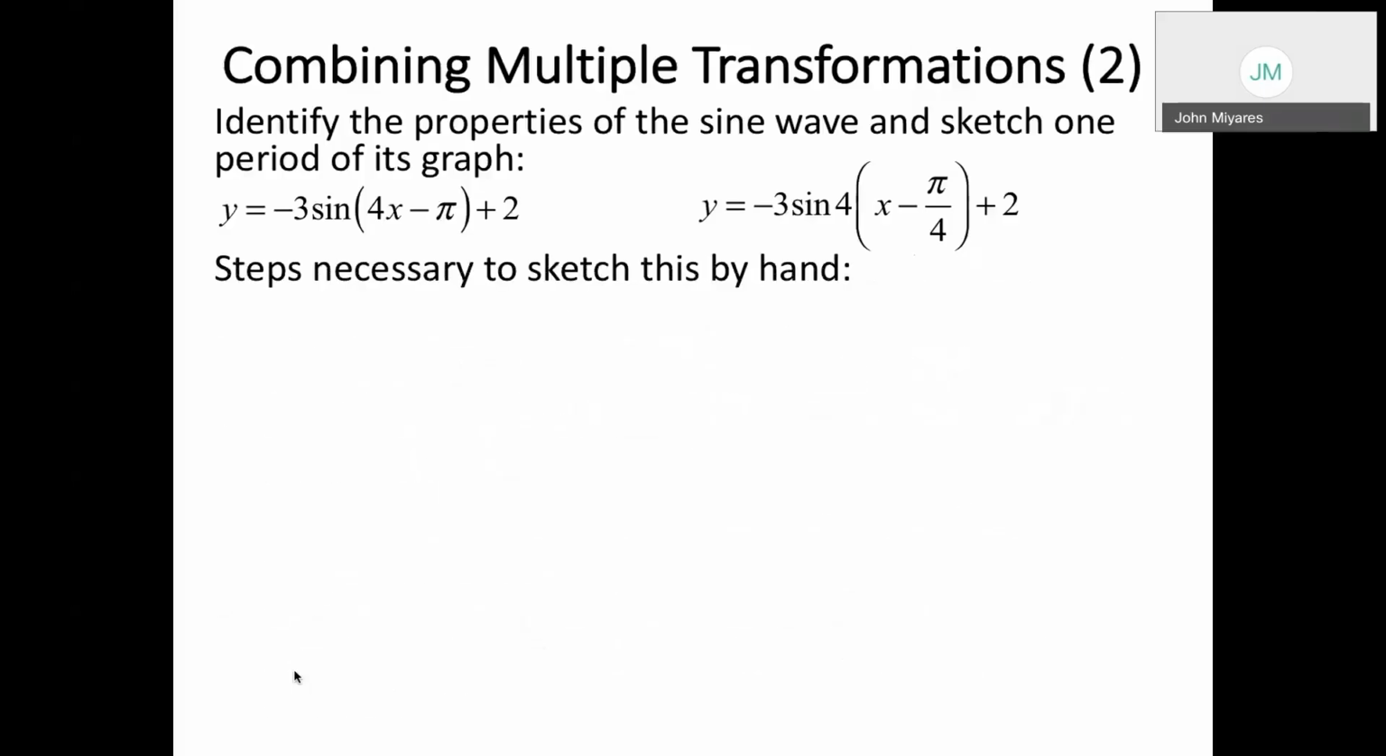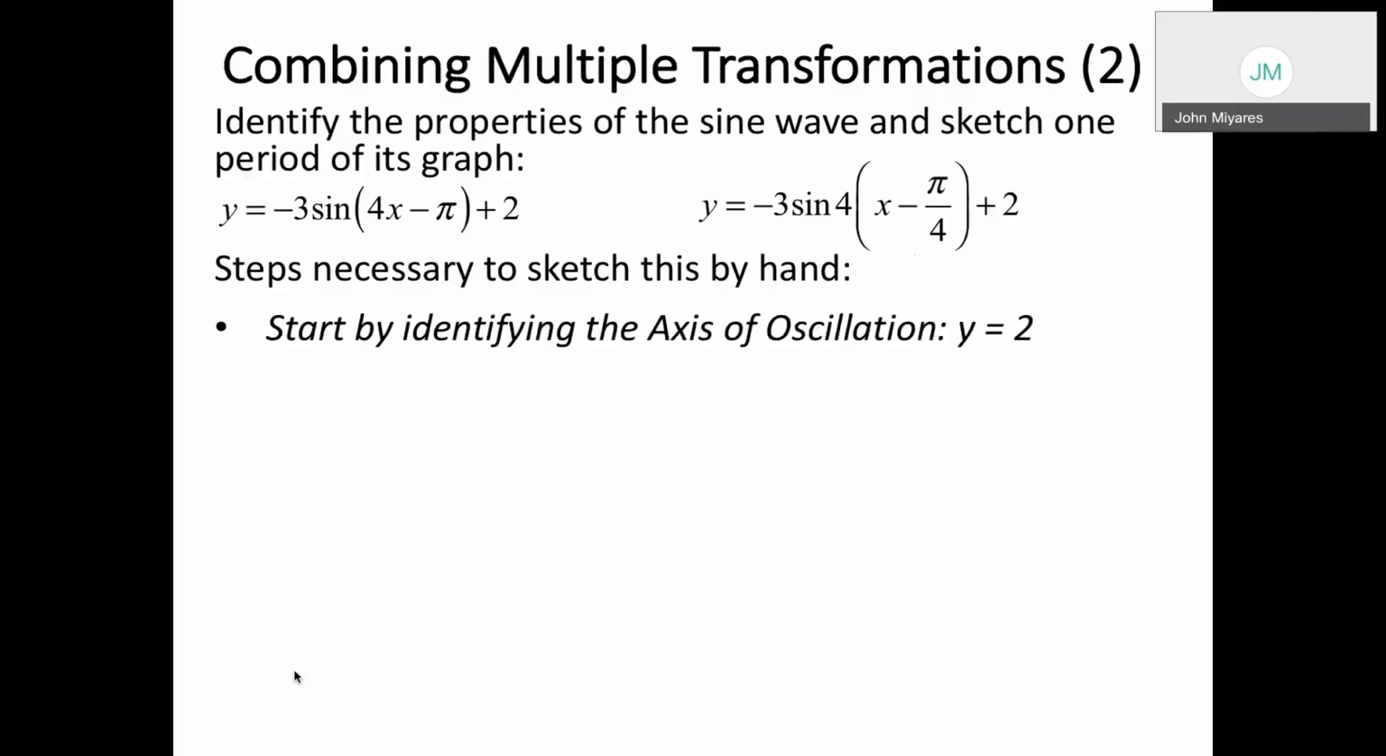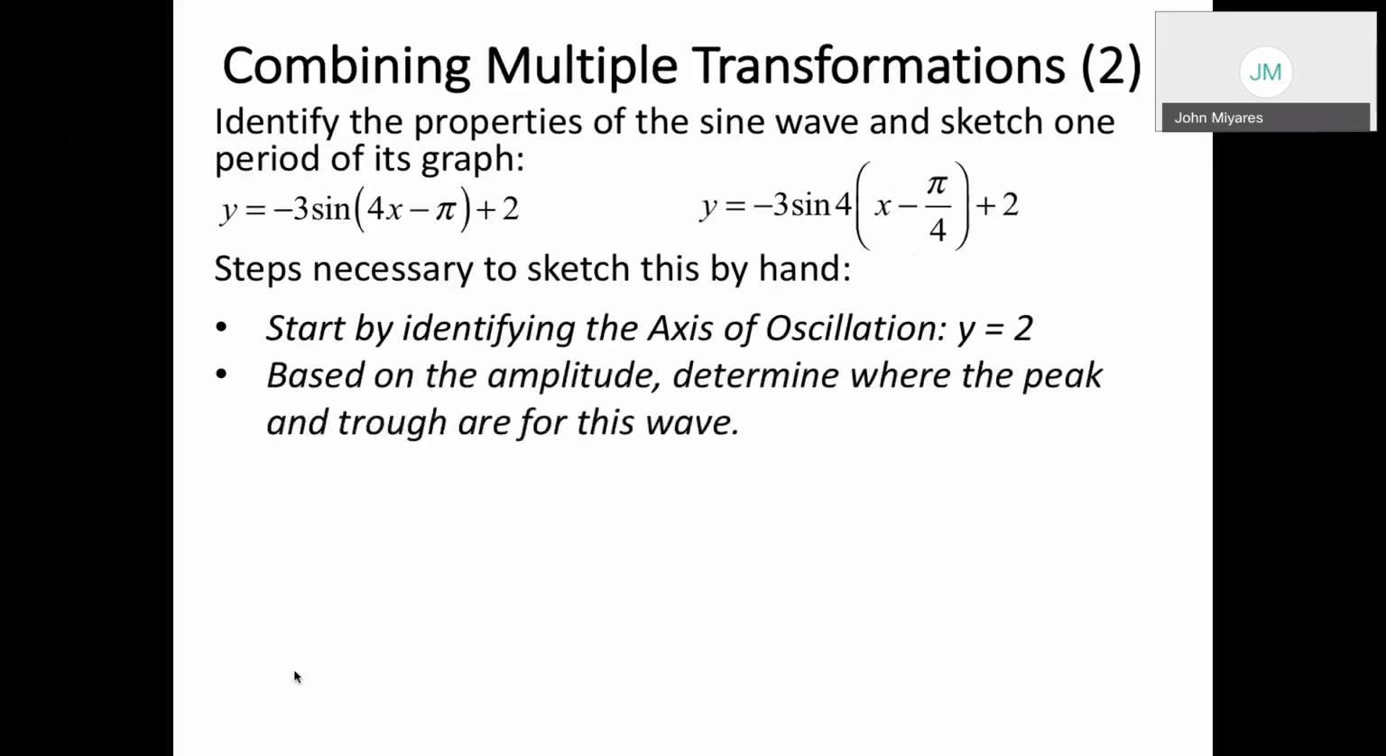Now that we've identified what the properties of this graph are, we're going to need to know how to sketch it by hand, incorporating all the different pieces. Here's the way I would recommend working with this. The first thing I would do is start with the axis of oscillation, y equals 2, and graph that. Then, based on the amplitude, we determine where the peak and the trough for this wave are going to be. Since we said the amplitude was 3, the graph is going to rise 3 above the axis of oscillation y equals 2, and then it will fall 3 below that axis as well.